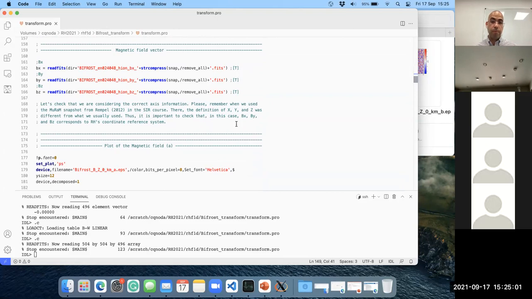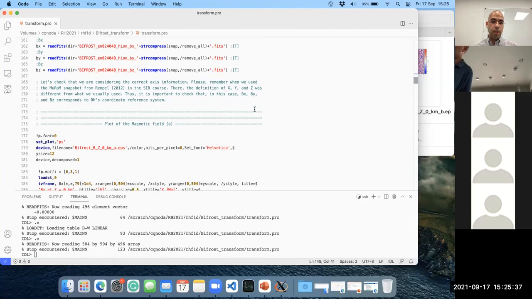For example, if you remember when we used the MURaM sunspot simulation from Rempel 2012, in the SER online course, that time we realized that what we usually define as Y was Z, and what we assumed was Z was Y in that simulation. In this case, if you read the technical notes, the normal or traditional XYZ convention is the one they follow, but it's not bad to make a plot and check that things are as you expect.